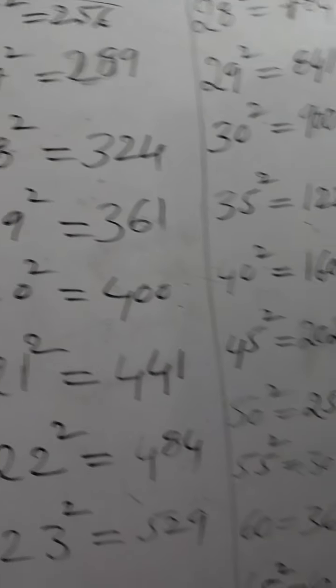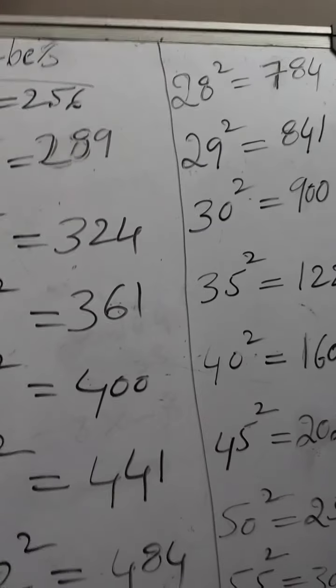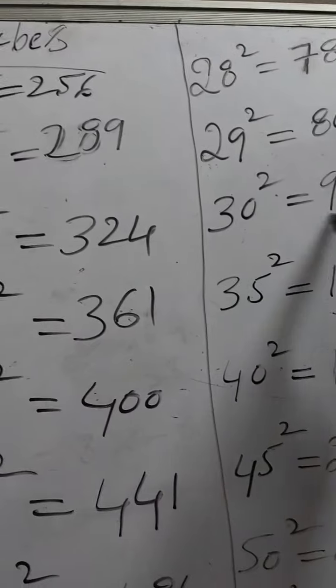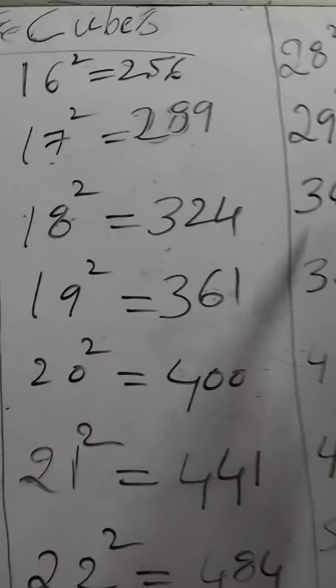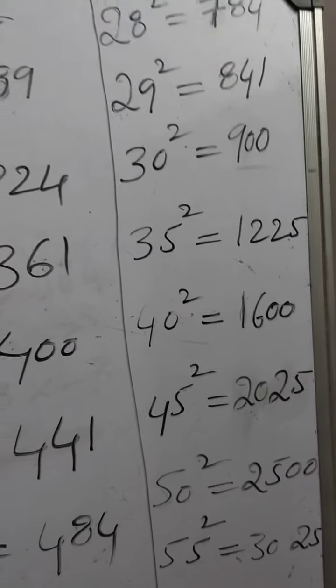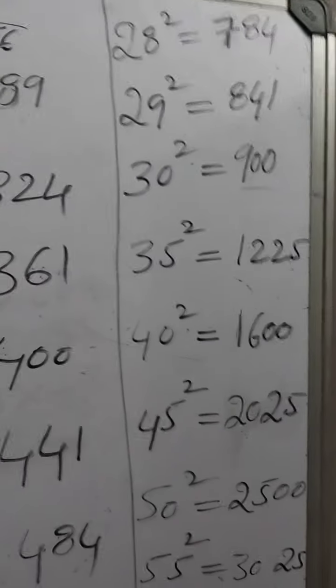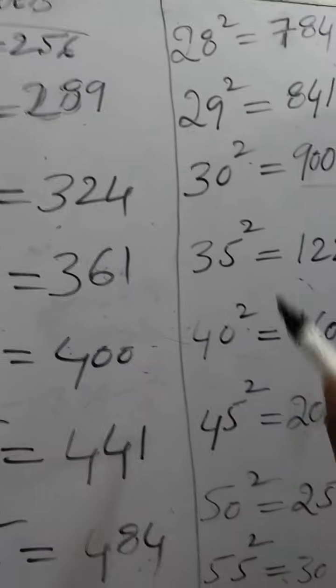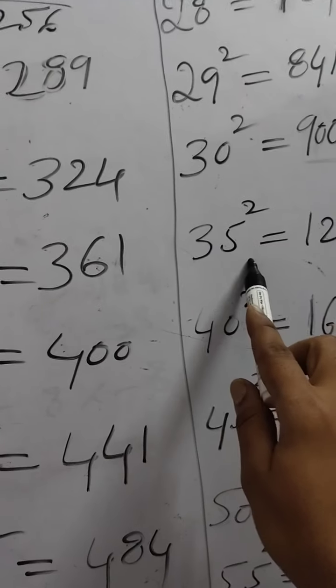So one more shortcut I have. 30 square is 900. This one everybody will remember. 30 square is equal to 900. 40 square is 1600. 50 square is equal to 2500. Like that everybody remembers. But come to 35 square.